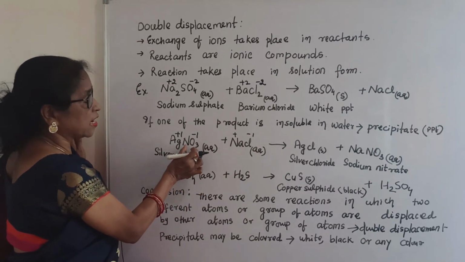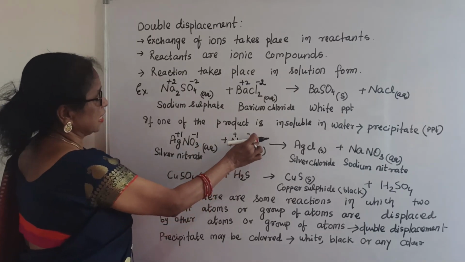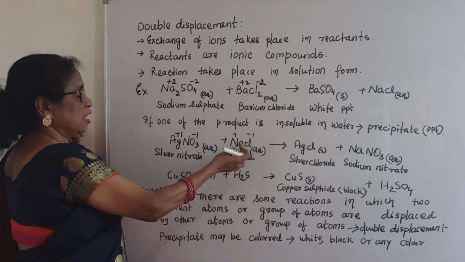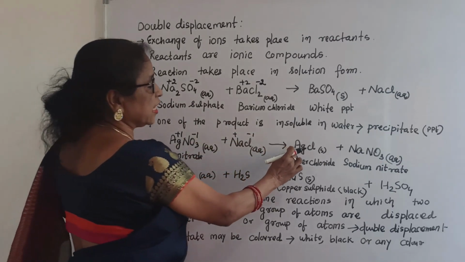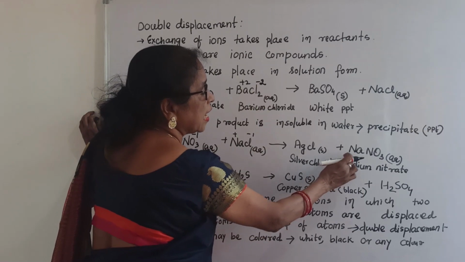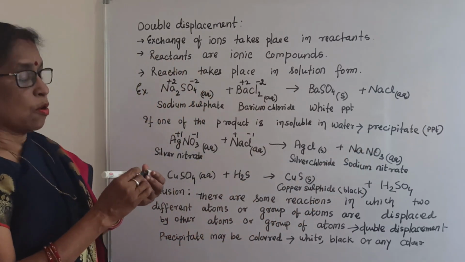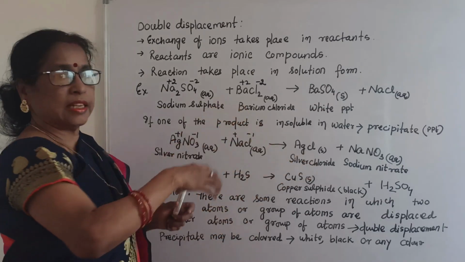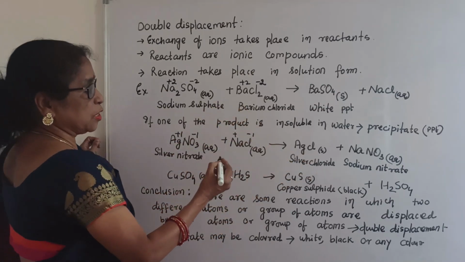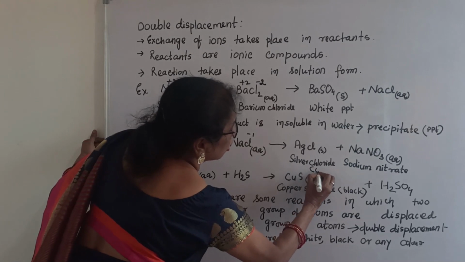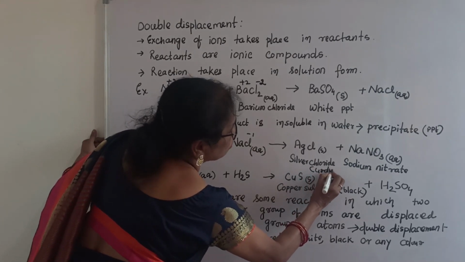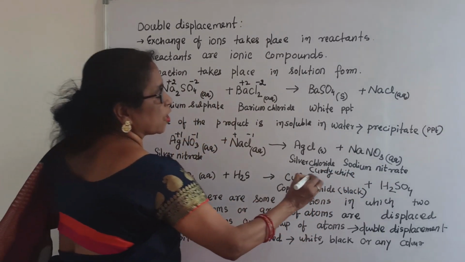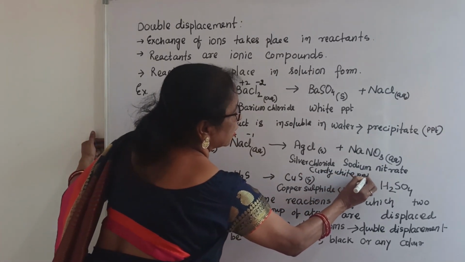This NO3 nitrate will come to here, the Cl minus comes to here. Then the result is AgCl, silver chloride, and NaNO3 (aq). Here (aq) written means it is soluble in water, and (s) means it is in precipitate form. What is that one? Curdy white precipitate. So it looks like a curdy white PPT.